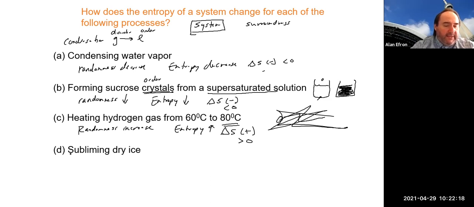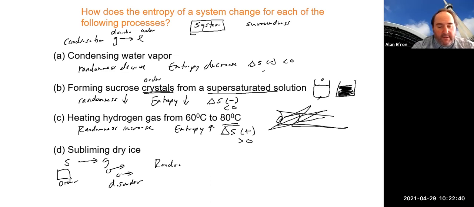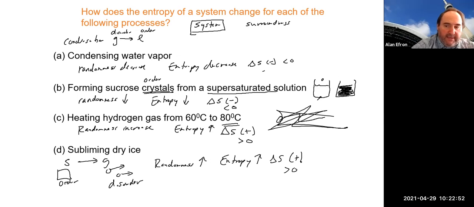And lastly, sublimation, basically dry ice. Sublimation is basically where we go from solid all the way to gas. We skip the whole liquid phase. So we're definitely going from more order over here to, again, gas molecules and more disorder on this side. Again, we would expect our randomness to increase, our entropy to increase, and our delta S value to be more positive or greater than 0. Any questions on any of those there?